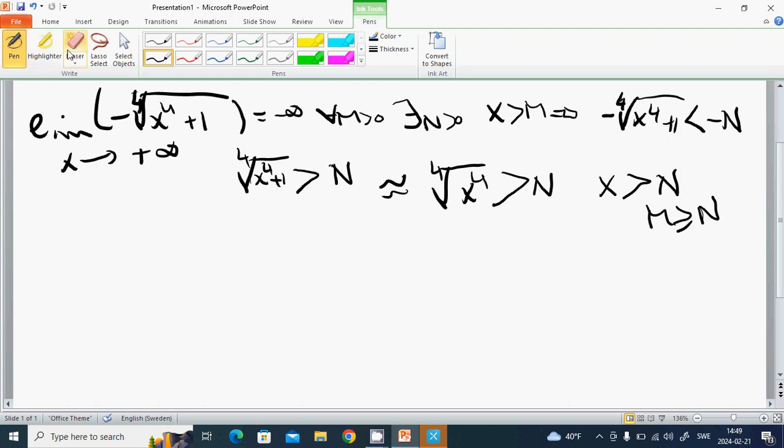Or another way is that instead of then, we can write this one. This one equals n to the fourth minus 1. And x is the fourth root of n to the fourth minus 1, and m is greater than the fourth root of n to the fourth minus 1. I hope that you can see the correction.